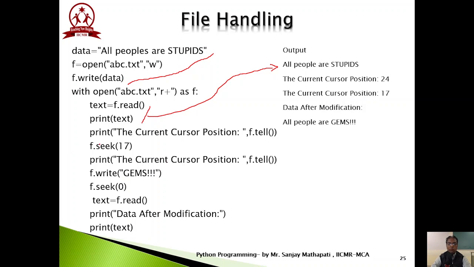Now we will just print the current position. After executing this, we will see the current position. What exactly is the value returned by tell? It is 24. Why 24?